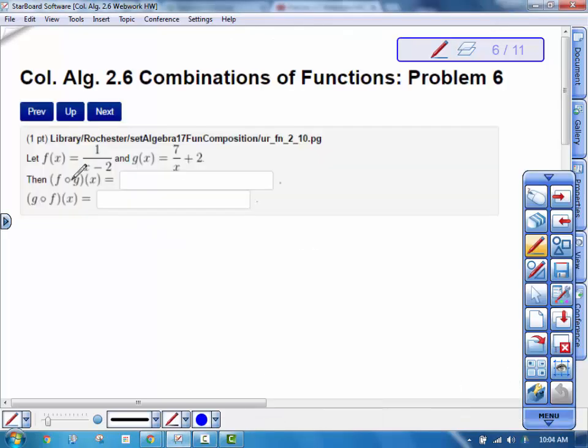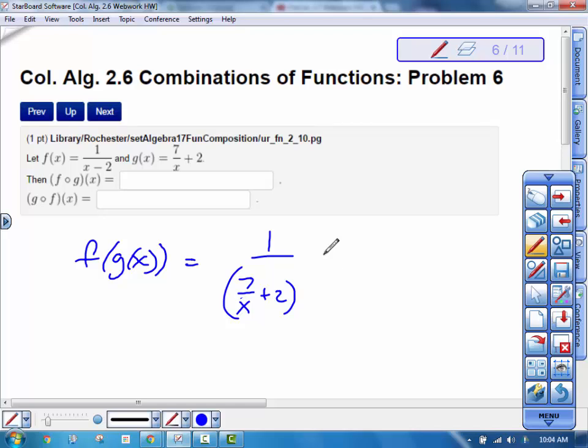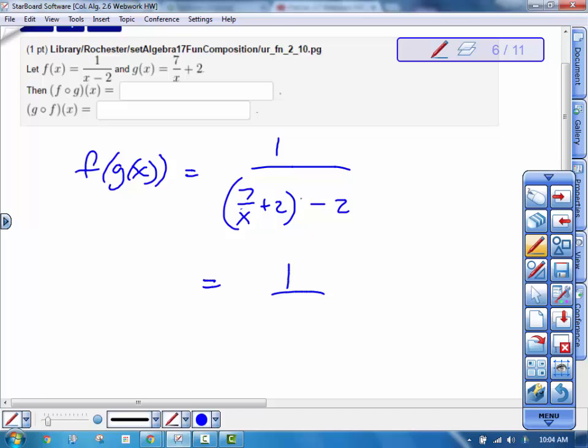All right, the next problem wants us to do more composition, so we want f of g of x. So we're taking g and plugging it into the domain. Where there's an x, I need to put in the function g, which would be 7 over x plus 2, and then this is minus 2. So I took this function g, put it in parentheses, and plugged it in for f where the x is. Now I can simplify this. This turns into 1 over, the 2's cancel, and I end up with 7 over x, which is really x over 7 if you multiply by the reciprocal instead of divide by the fraction. So I would say x divided by 7 would work there.